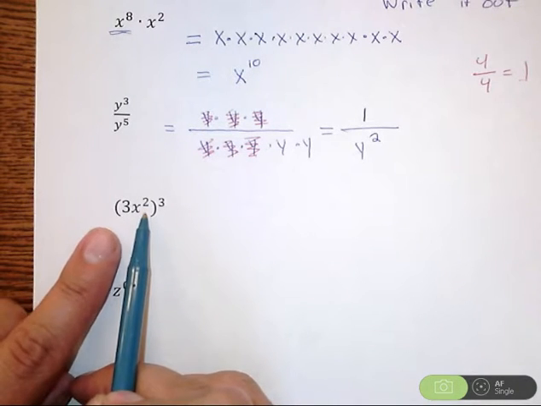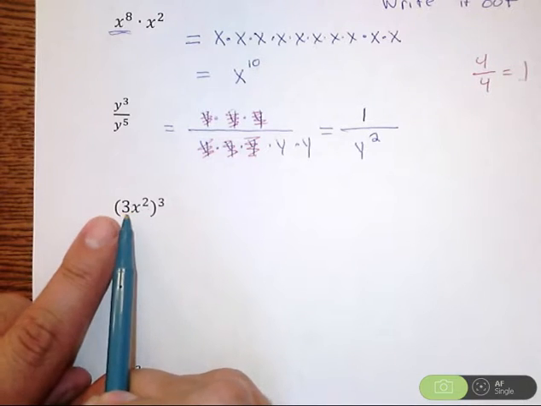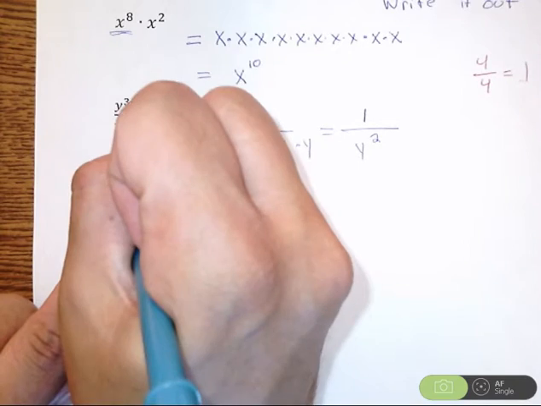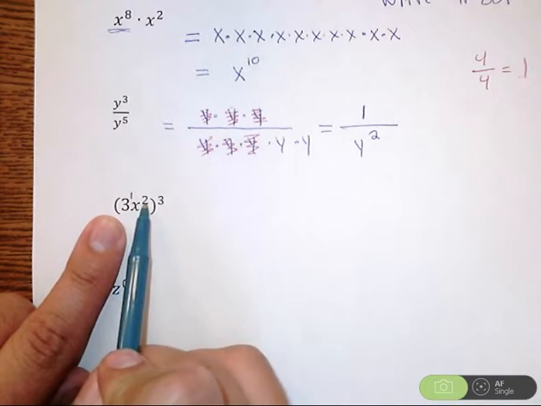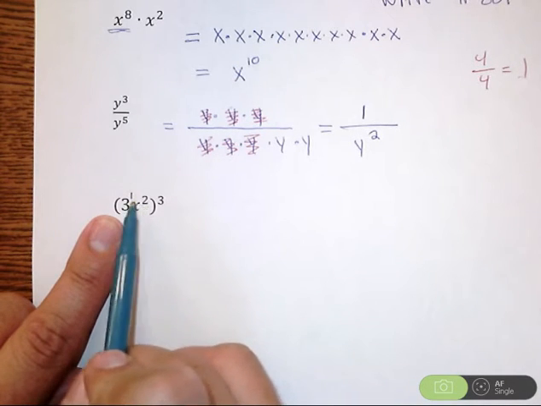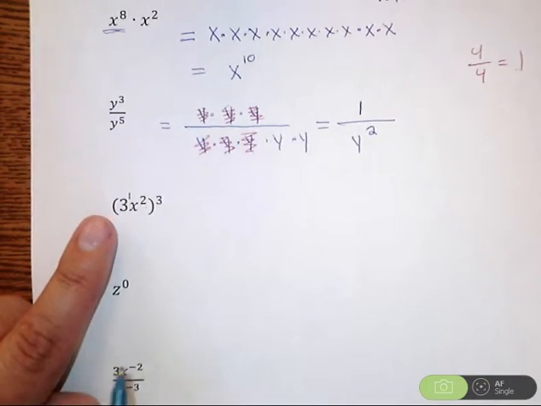Now one thing that a lot of students get confused about is they think this square also applies to the 3. That is not true. This is really 3 to the 1st power, and that's an x squared. They each have their own exponent. This 2 doesn't apply to both of them. So it's 3 to the 1st, x squared. So we have exponents inside the parentheses as well as an exponent on the outside.